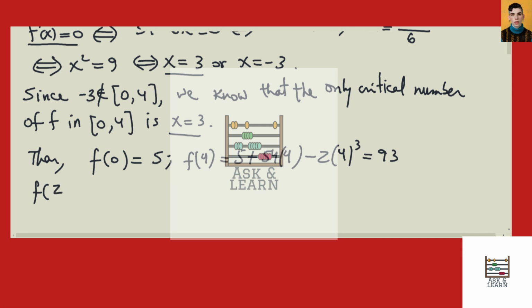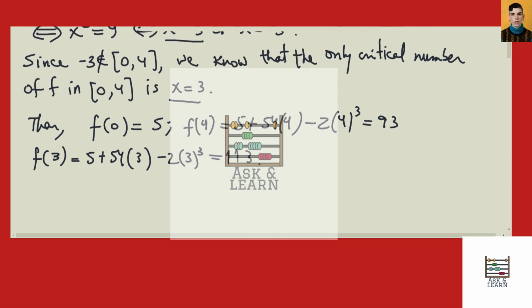And finally, f at the critical number 3 is 5 plus 54 times 3 minus 2 times 3 cubed. And this gives us 113. So we can see here that this is the largest value of those three values. So this is the absolute maximum of the function over the interval 0, 4, and the smallest of these three values is 5. So this is the absolute minimum of the function over the interval 0, 4.